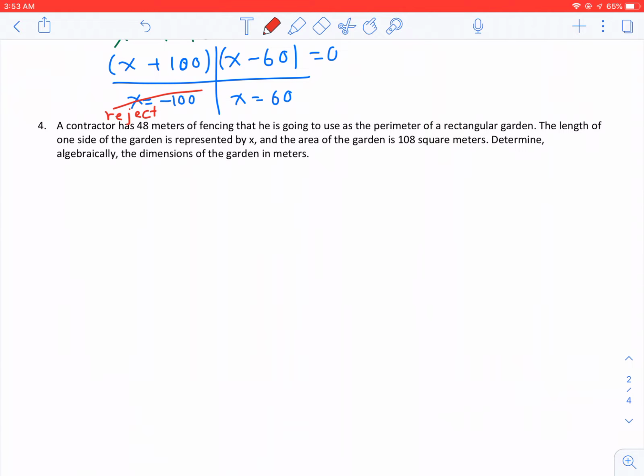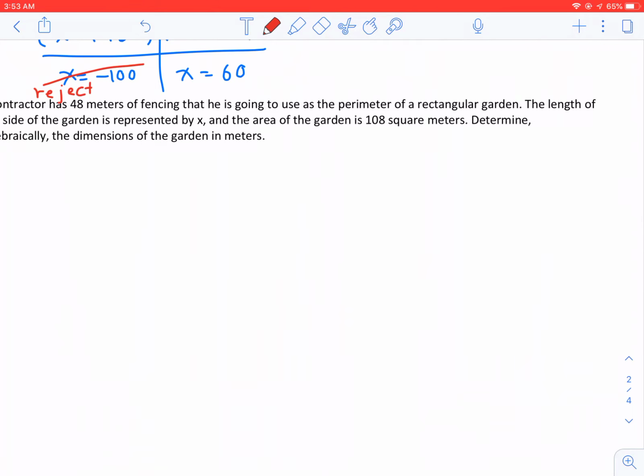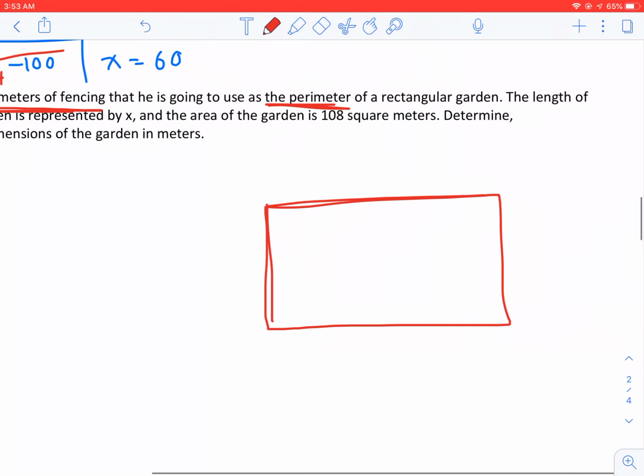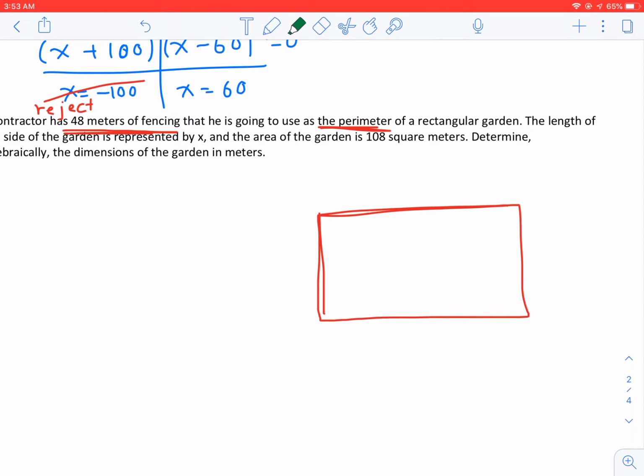Alright, next. A contractor has 48 meters of fencing that he is going to use as a perimeter of a rectangular garden. So again, we got a rectangle. If I add up all four sides of this rectangle, I'm going to get 48. Right, that's the perimeter. That's the amount of fencing we're going to need. We're going to fence that side, that side, that side, that side, and it's going to take 48 meters to do it. So that's the sum of all four sides.